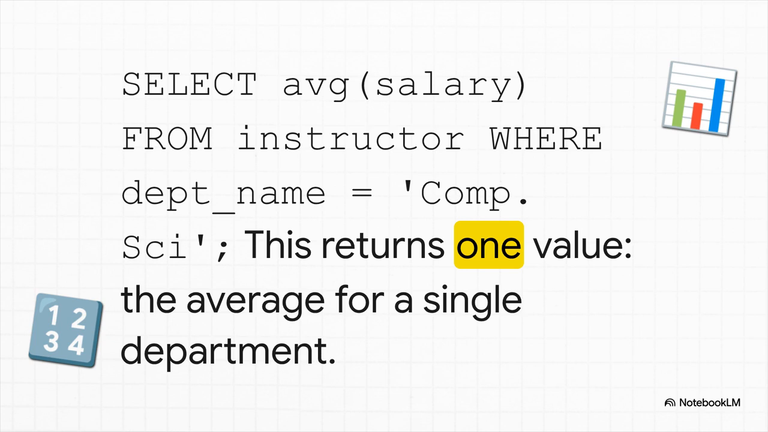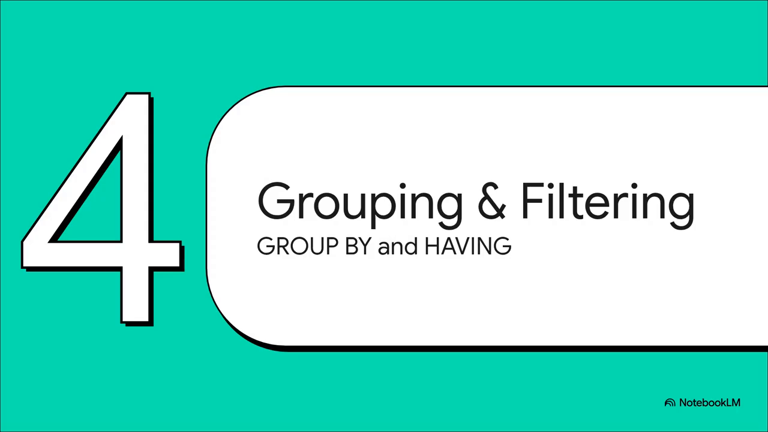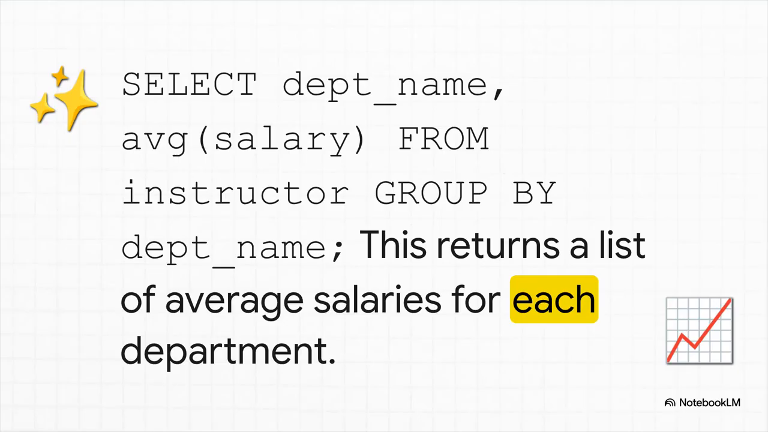It's useful, sure, but we can do so much better. But what if you wanted to know the average salary for every single department all at once? This is where aggregates become truly amazing. We can combine them with a power duo of clauses, group by and having. And here's where the magic happens.